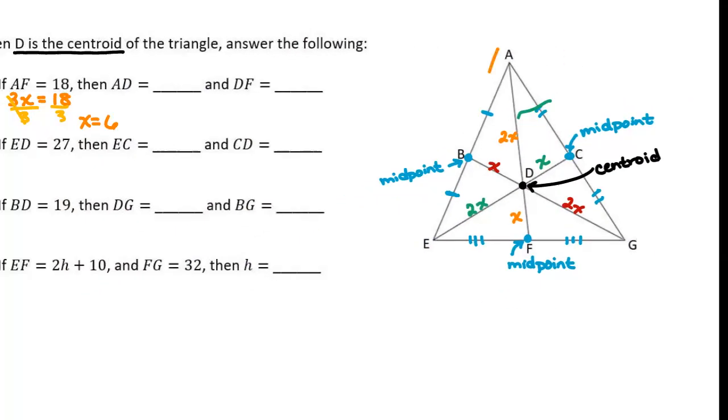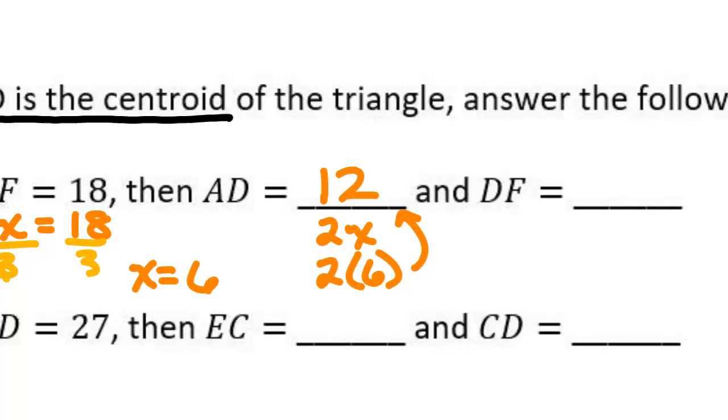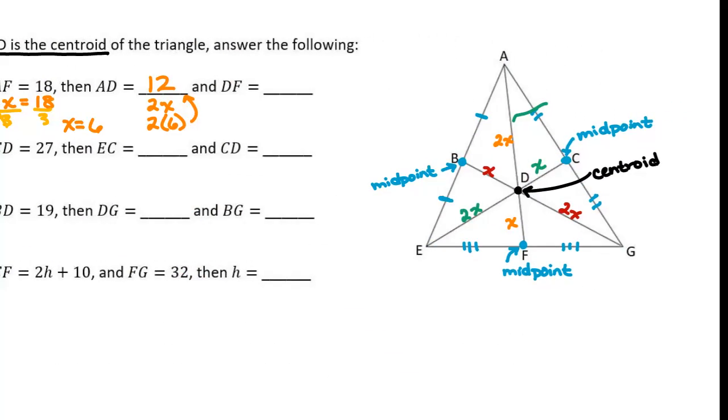So then when I go to look at AD, AD is X, 2X, or 3X? 2X. AD is 2X, and we said that X was 6, so this would be 2 times 6, which means AD is 12. If AD is 12, how big is DF? 6, yes.